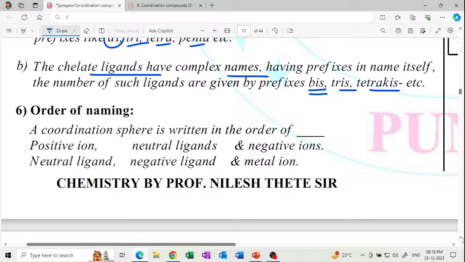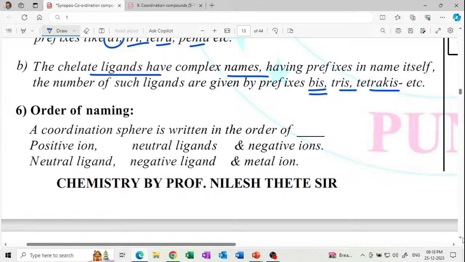Order of naming: the positive ion, then the neutral ligand and then the negative ligand, and then the metal ion. Get it? Positive ion first, neutral ligand, and then negative ion. While writing the coordination sphere, follow this order. First write the positive ion, then the neutral ligand and negative ion, or neutral ligand and then negative ligand, and then the metal ion. So this is the correct way to write the formula.